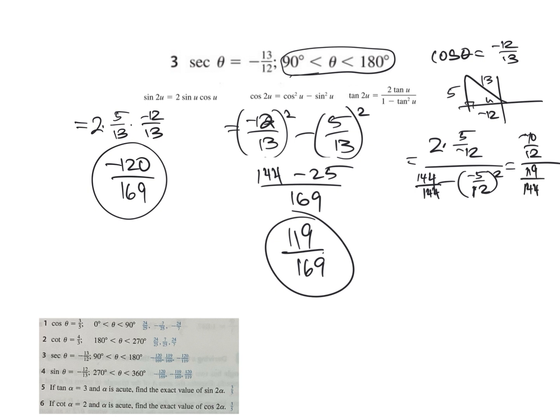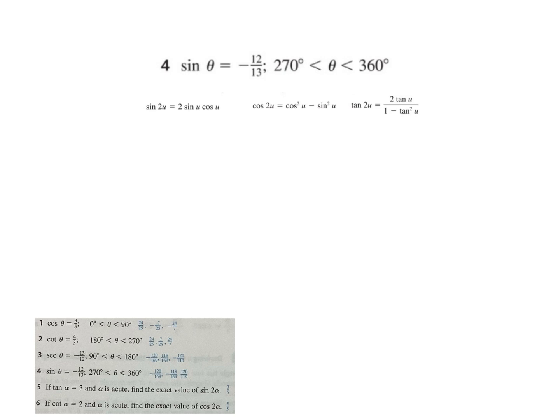Okay, so keep, change, flip. Negative 10/12 times 144 over 119 is 12, or negative 120 over 119. And those are the answers they have in the book. Number 4, sine of negative 12/13.